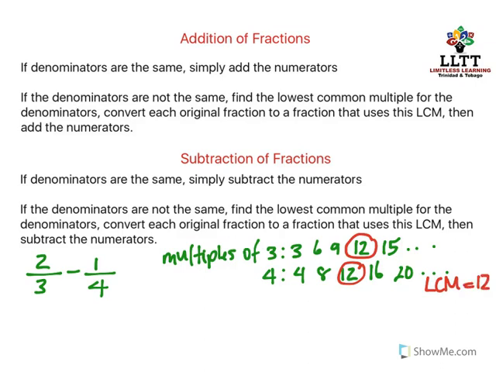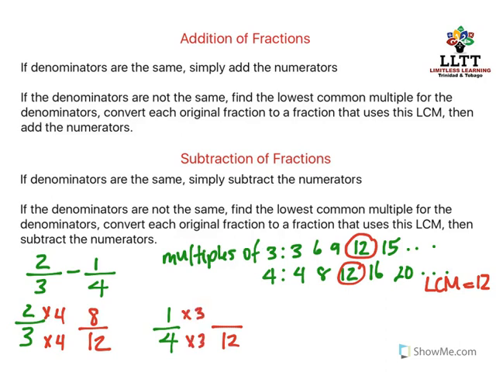Now I need to change 2/3 into something where 12 again is my denominator, and then the same thing, I need to change 1/4 into something where 12 is my denominator. So just like the one we did before, 3 times 4 will give me 12 in my denominator. So I also multiply my numerator by 4. That gives me 8 over 12. And then 4 times 3 gives me 12. So I multiply my numerator by 3. So this is 1 times 3 is 3.